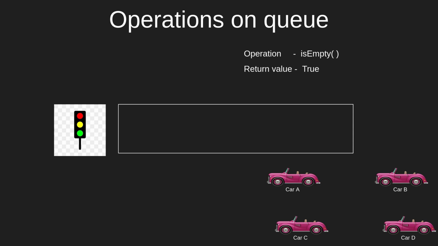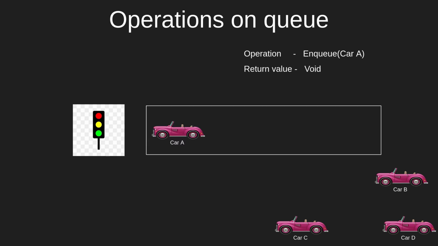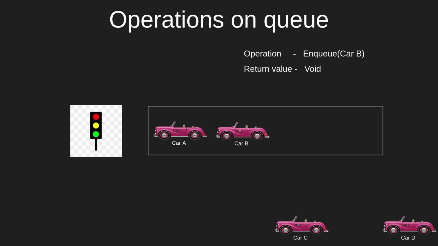Firstly, if we execute the isEmpty function on this queue, it will return true because currently the queue is empty. Now, if we execute the enqueue operation by passing car A as the parameter, car A will be added to the queue, and this function will return a void response. After that, if we add car B to the queue by executing the enqueue operation by passing car B as the parameter, this function will also return the void value.